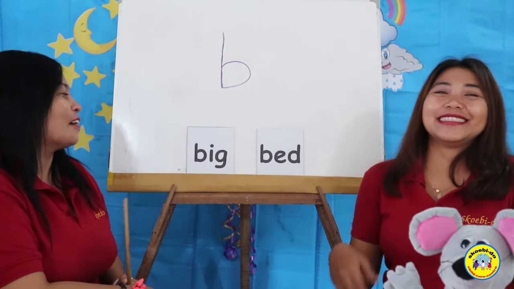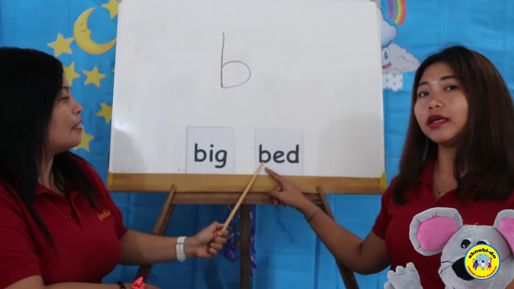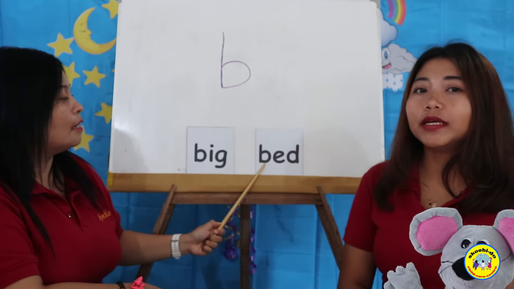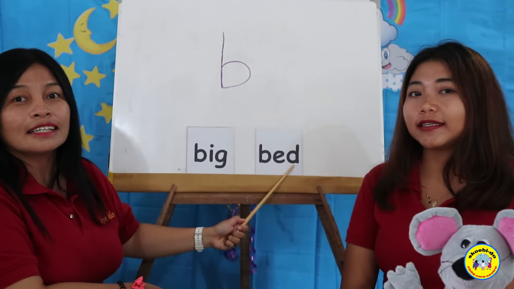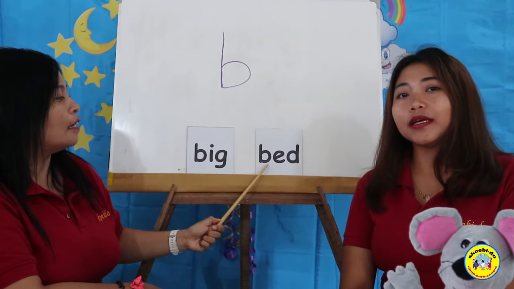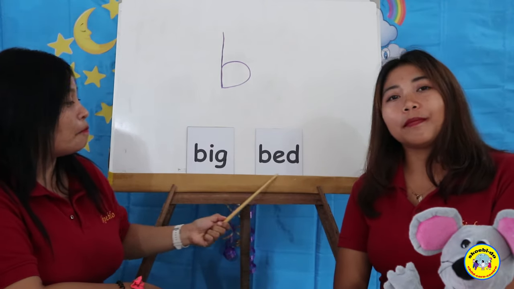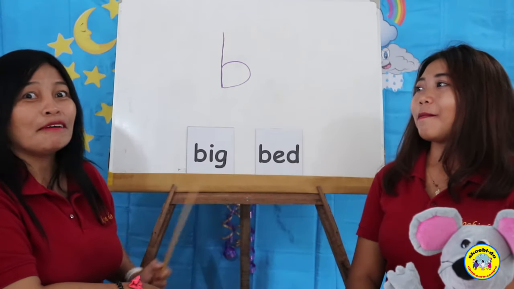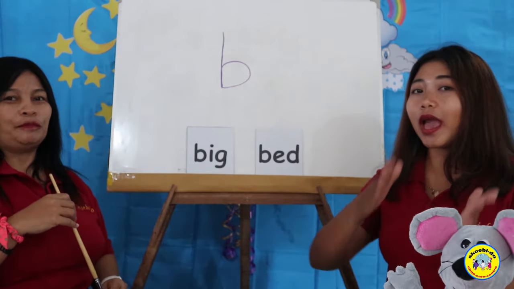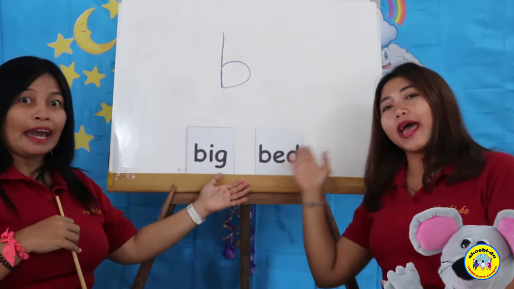Yes, yes. All right. Next. Okay, next. B. A. B. A. B. At. Bat. Bat. Wow, that's very good, Miss. So we have big and bat.